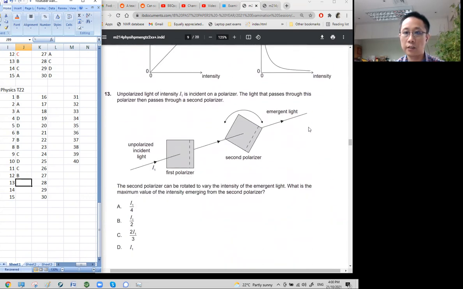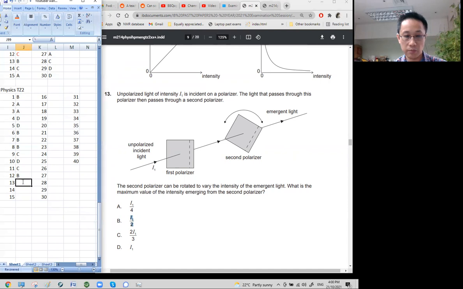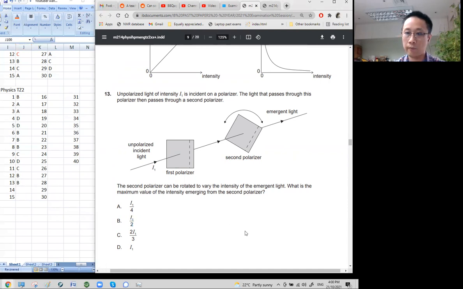Unpolarized light of intensity I0 is incident on the polarizer, and you rotate the second polarizer. What's the maximum value of intensity emerging from the second polarizer? The best way to transmit polarized light is just to line up the transmission axes of the first and second. The trap here is to recognize that the unpolarized light will have its intensity cut in half regardless of the orientation of the first polarizer. So I hope the answer is just B. Yep.